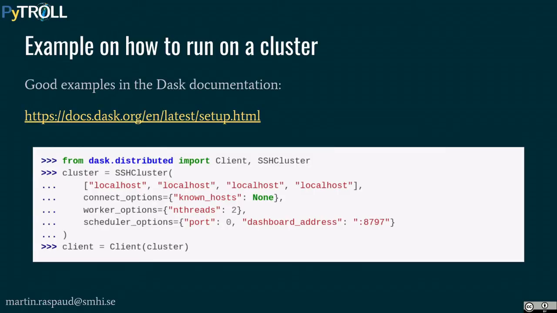Here is an example of how to run Dask on a cluster. You have very good examples in the Dask documentation. You can follow this link and look at it. However, we provide here an example straight from the Dask documentation. As you can see, you can create a local cluster using SSH. So either you use localhost, but you can also use different servers if you have them at hand.